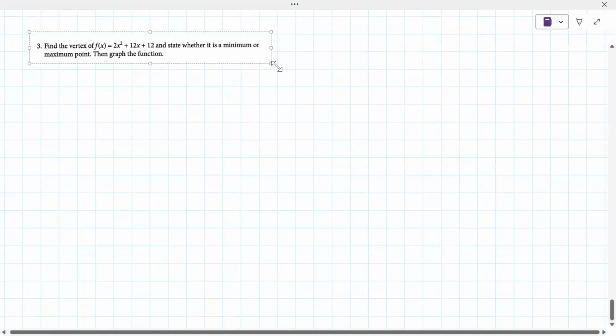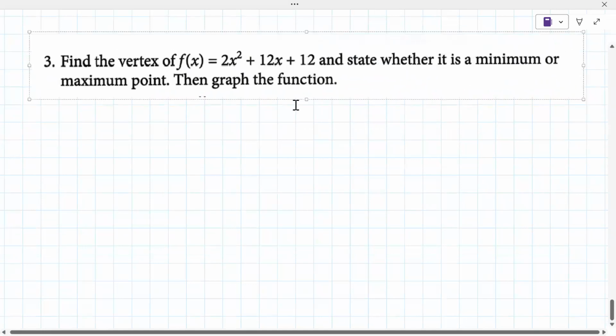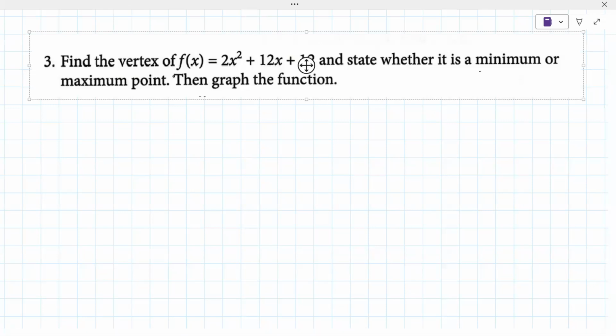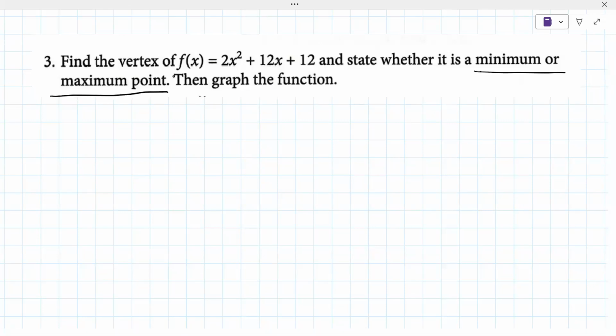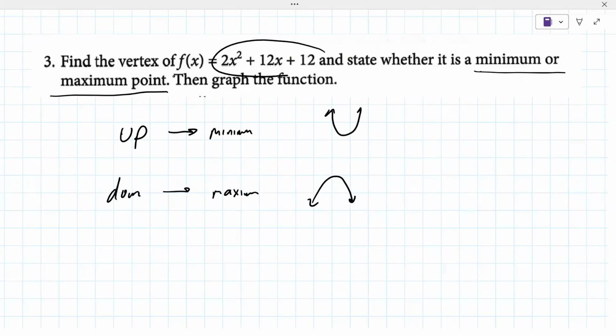All right, let's talk about number 3 here. It says find the vertex of this function and state whether there's a minimum or a maximum. Can you tell me though, before you graph it, whether it's a minimum or a maximum? Maximum. Okay, so if a graph opens up, it has a minimum. So that looks something like this. If it opens down, it has a maximum. Go ahead and graph this and tell me which one it is.